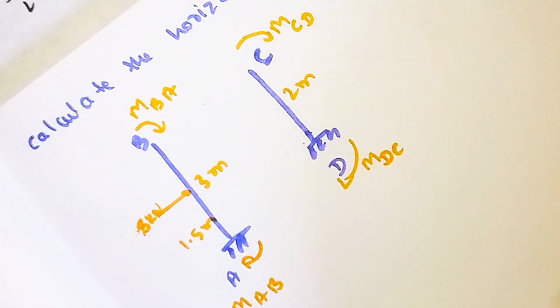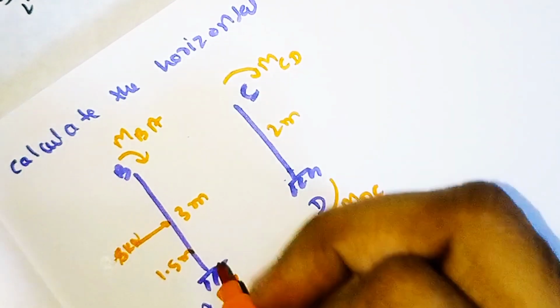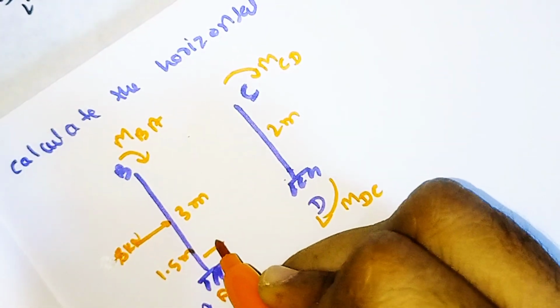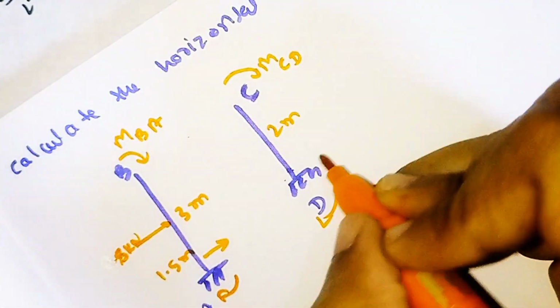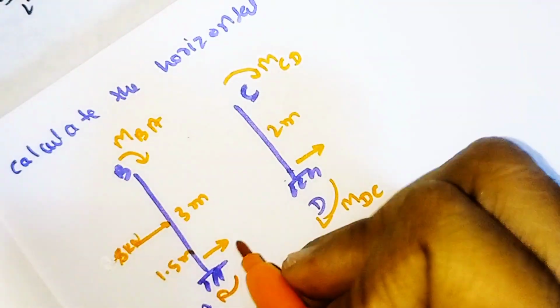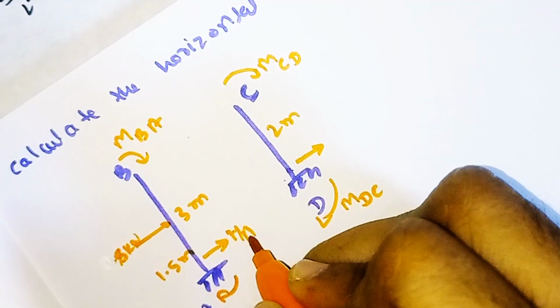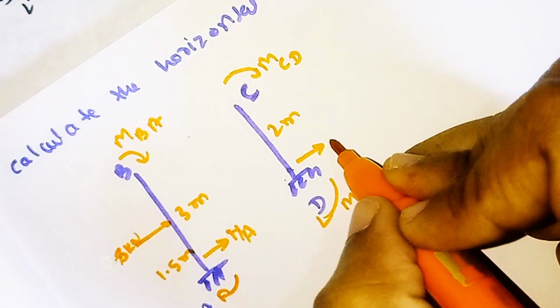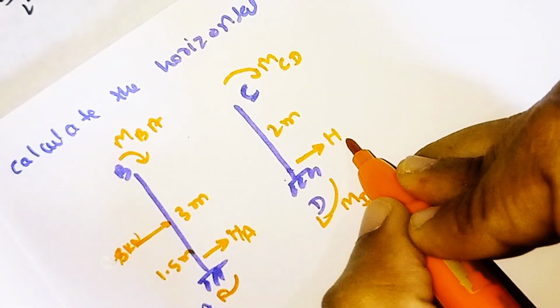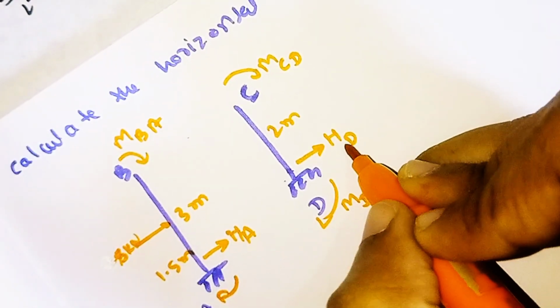After applying the moments, our second step is to apply reactions. At point A, a horizontal reaction takes place. At point D also one reaction takes place. So call it HA, the horizontal reaction at point A, and at point D, HD, the horizontal reaction at point D.